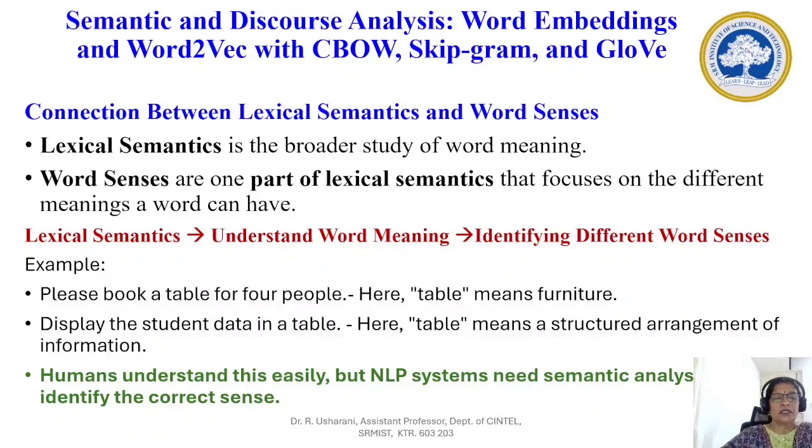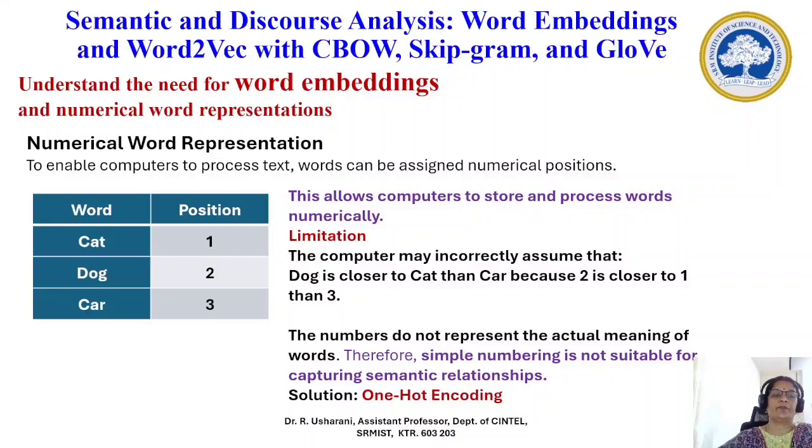Let us consider another example also. Please book a table for 4 people. Here, table means furniture. Another sentence: Display the student data in a table. Here, table means a structured arrangement of information. Again, we remind ourselves, humans understand this easily, but NLP systems need semantic analysis to identify the correct senses. So we need to understand the need for word embeddings and numerical word representations.